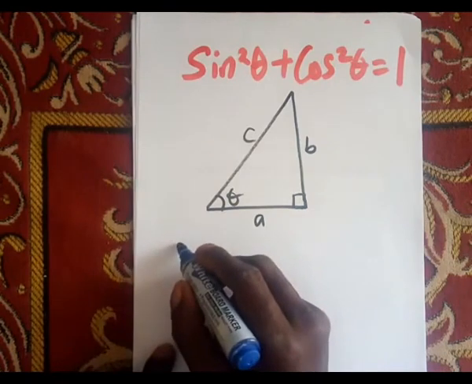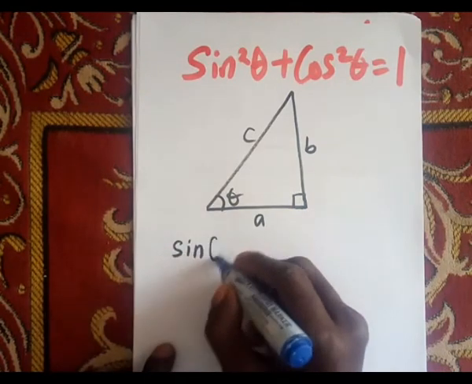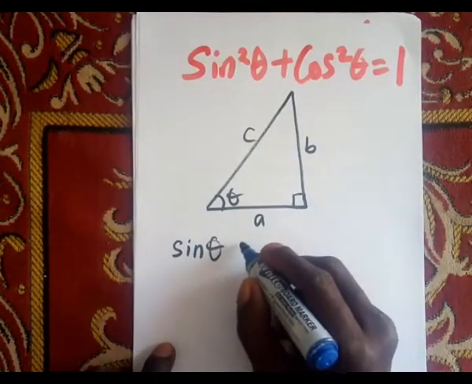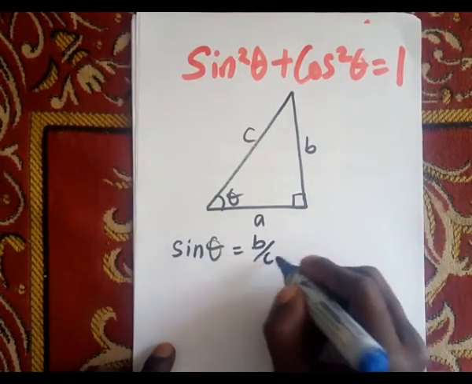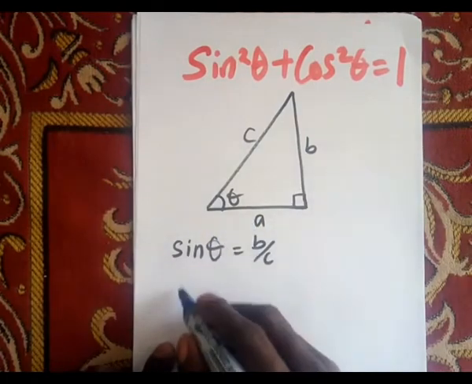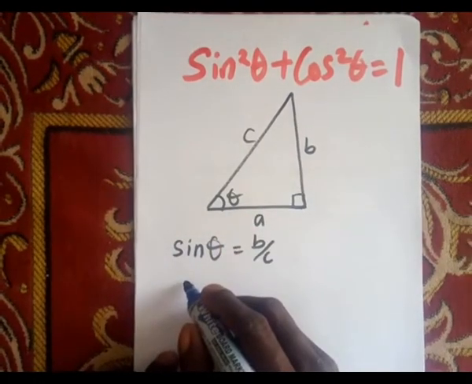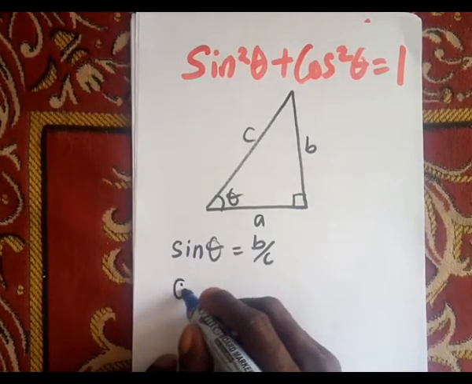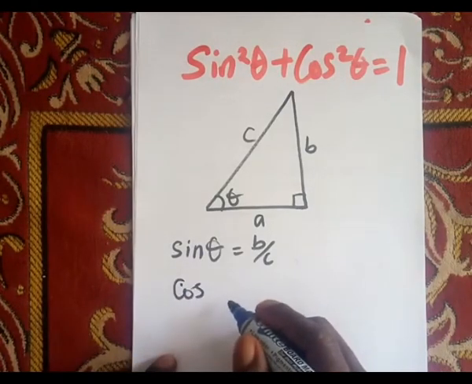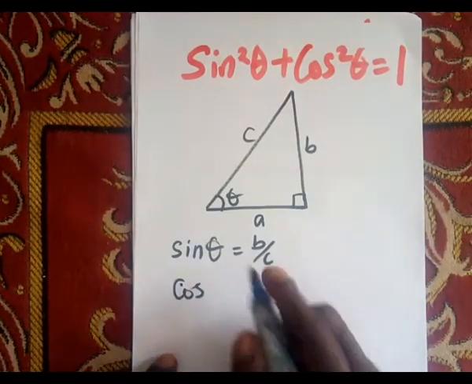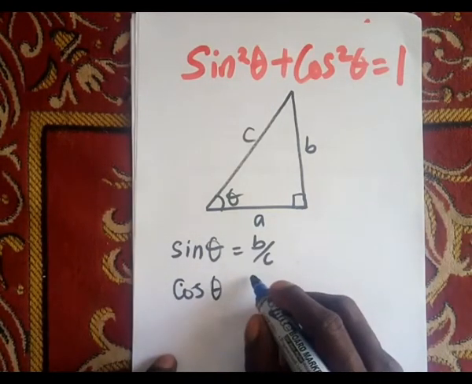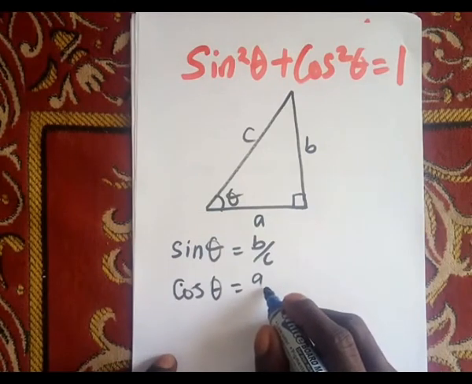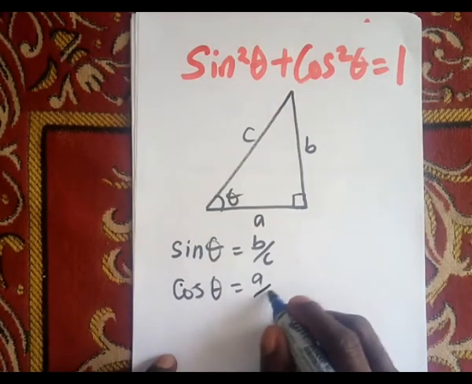So what do we know about sine theta? That is opposite over hypotenuse. It is supposed to be b over c. Then what is cos theta? Cos theta is equal to adjacent over the hypotenuse, which is c.